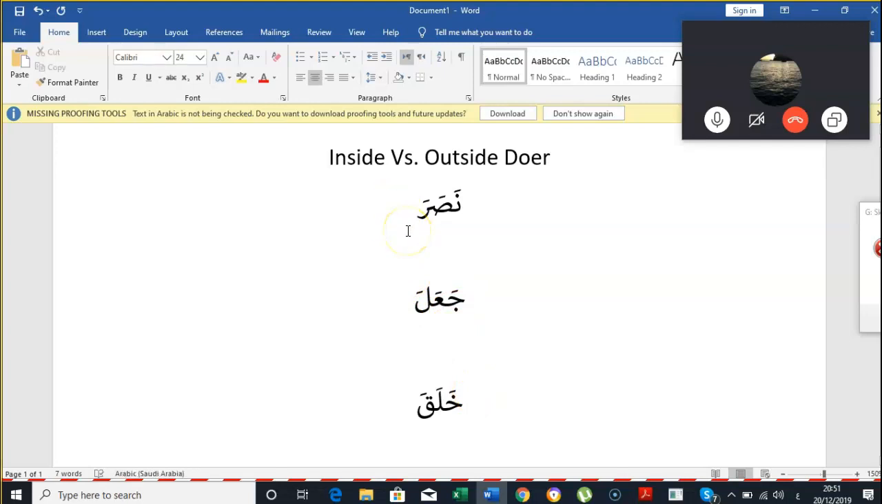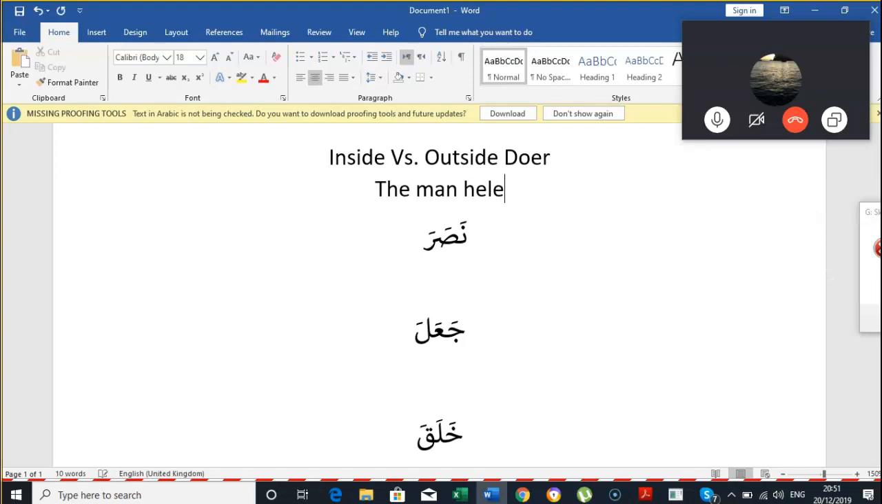Okay, now when the doer isn't a pronoun, you have to actually bring the word out, don't you? If I want to say the man helped, I can't shove the man inside. I want to say literally the man. I don't want to say he. Or let's say the teacher helped. I can't shove that into the fi'l. That's only for the pronouns. Now how am I going to do that?